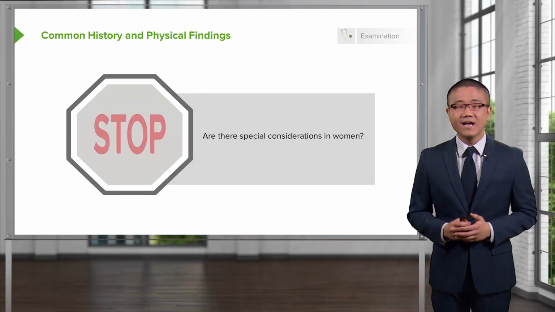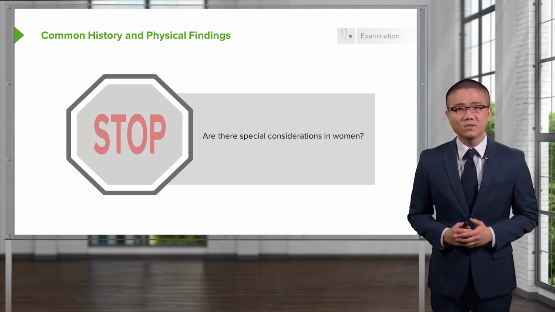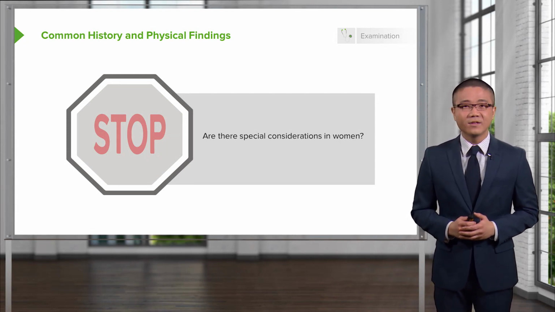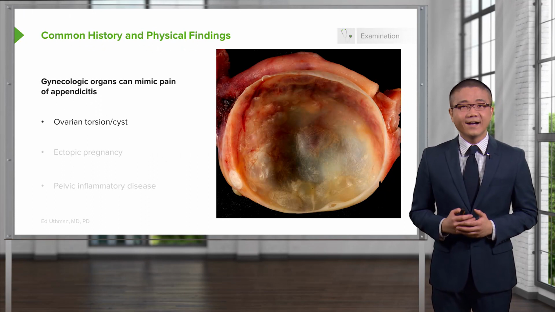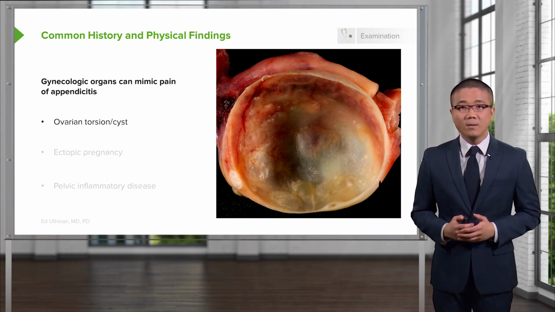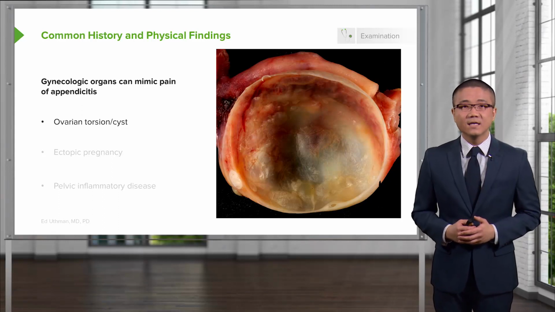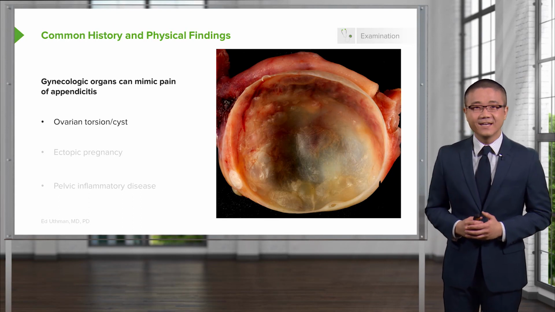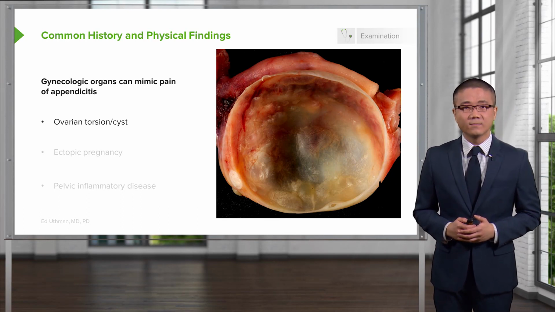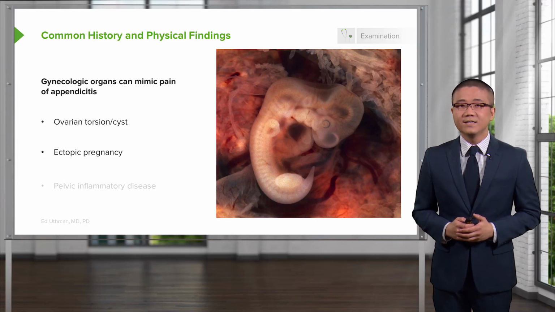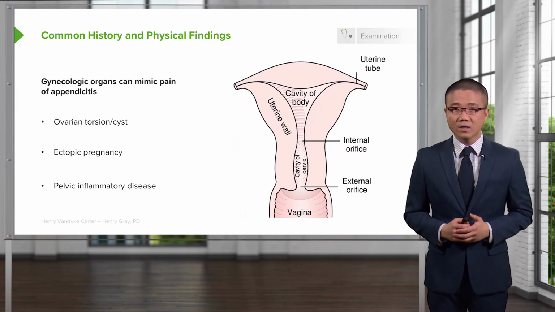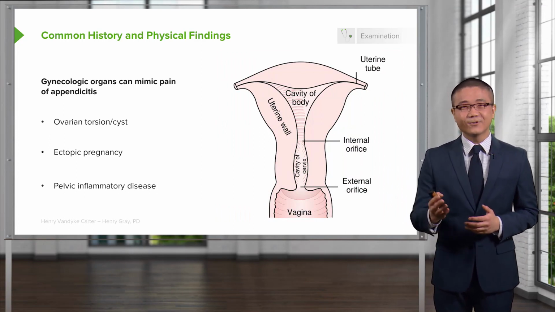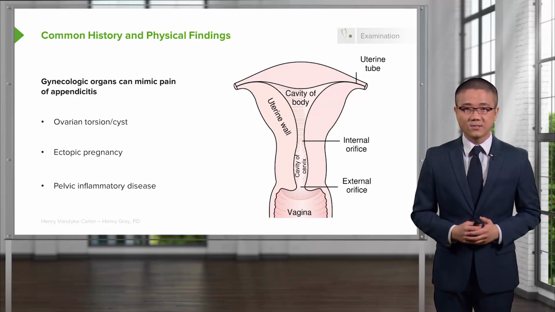Let's stop for a second. What special considerations if the patient was a woman that I presented? I'll give you a moment to think about this. That's right, gynecologic organs in women can mimic pain, particularly in the right lower quadrant. That's very similar to the presentation of appendicitis. Let's go over some of the differential diagnosis of gynecologic organs that can cause similar pain. Ovarian torsion, ectopic pregnancy, and pelvic inflammatory disease, which is far more common than you think. Clearly, the clinical scenario has to fit one of these presentations.